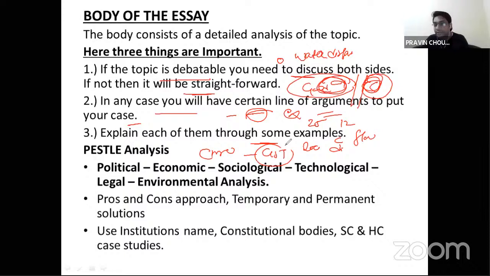So in that case we can draw a flow chart. So there is one strategy called PESTLE analysis. Okay, PESTLE analysis is a strategy that you can use in the body of the essay.